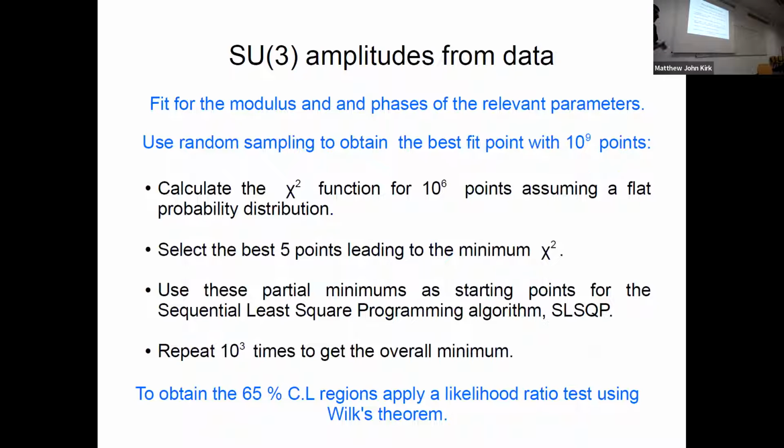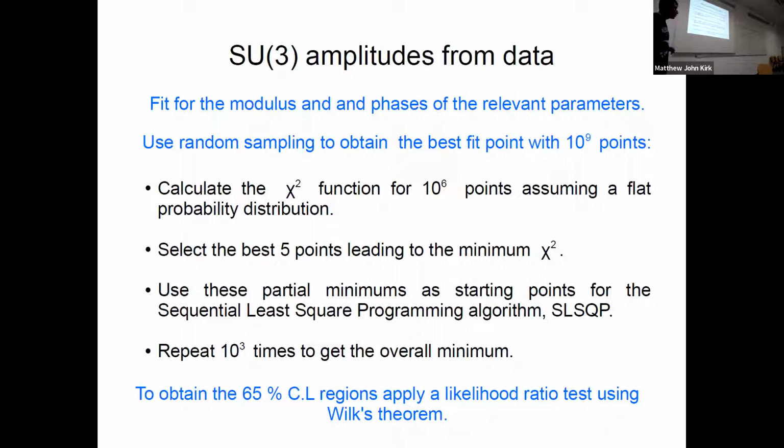Okay, so as I said, in the absence of anything else, there is no way to extract those physical quantities but using a fit to data. So that's what we did as the first stage. We used random sampling, and here are the details of how we did the fit. We calculated something like 1 billion points in total, and we used sequential least squares in Python to find an absolute minimum. So the idea is that you don't know what the minimum is.